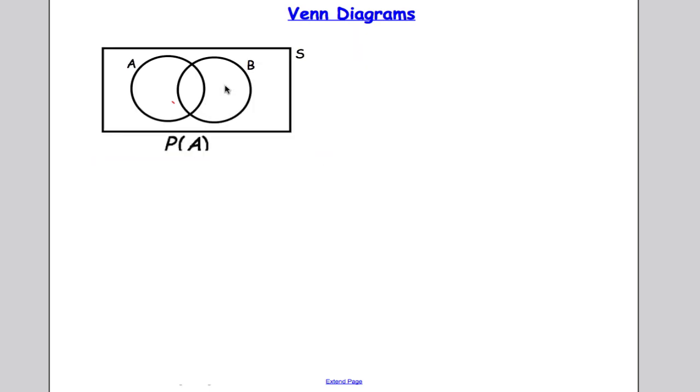So suppose I have this Venn diagram, and basically this is event A represented by this circle or sometimes an oval.